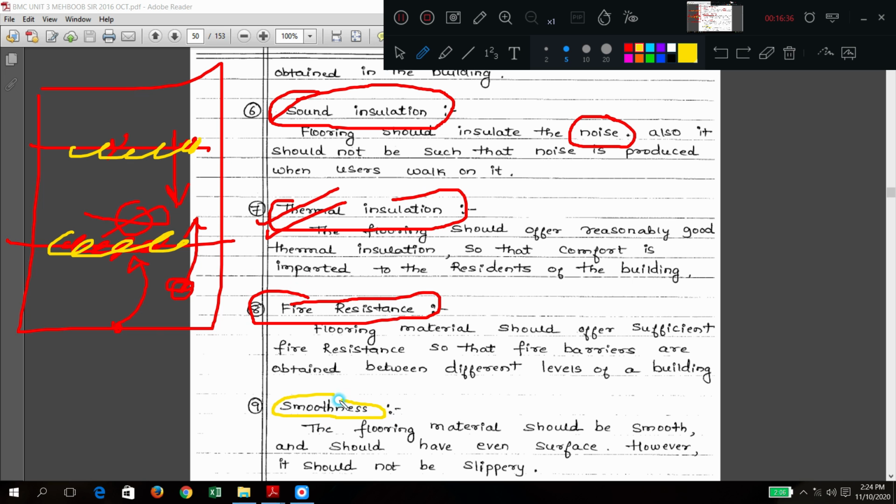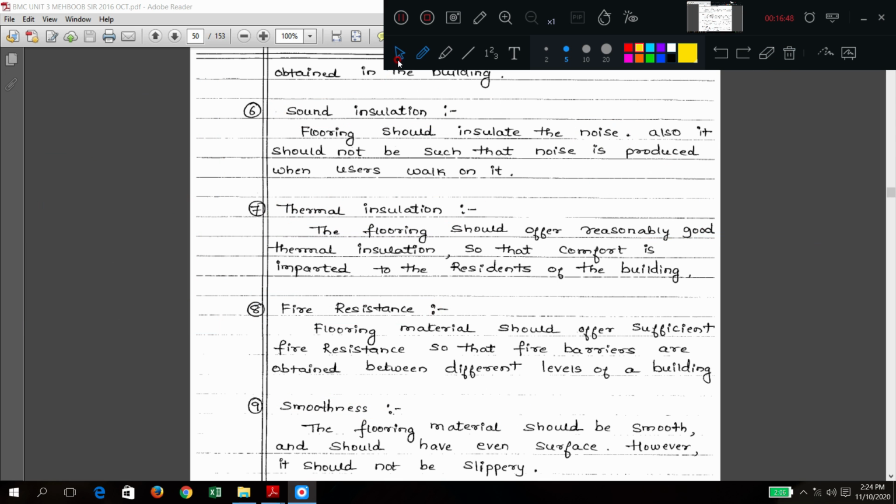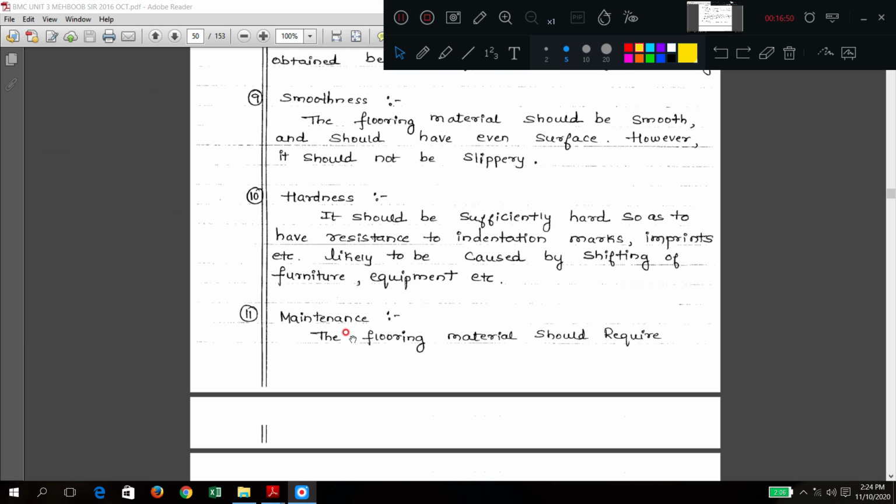Smoothness means what? It should provide easy movement when you walk on the floor. When someone is moving, it should not make any hindrance or any resistance to the movement. That is called smoothness.